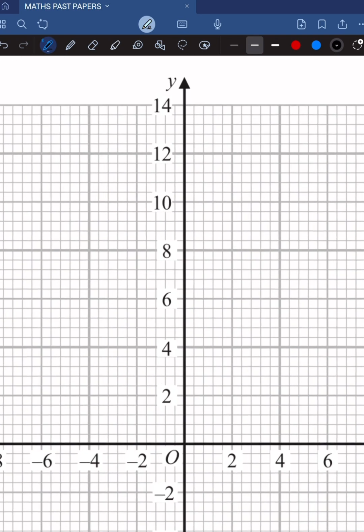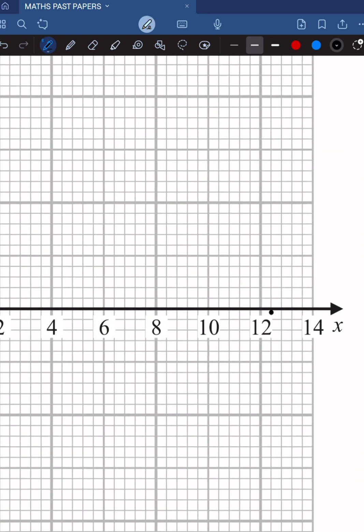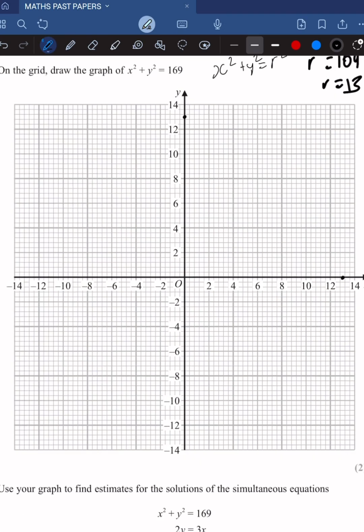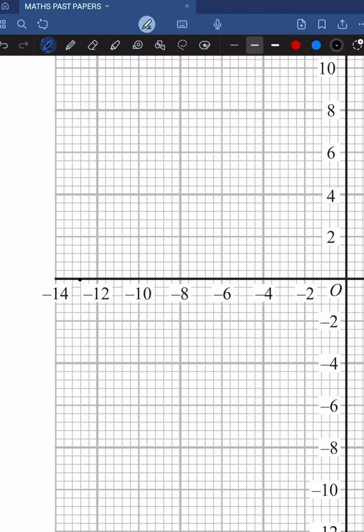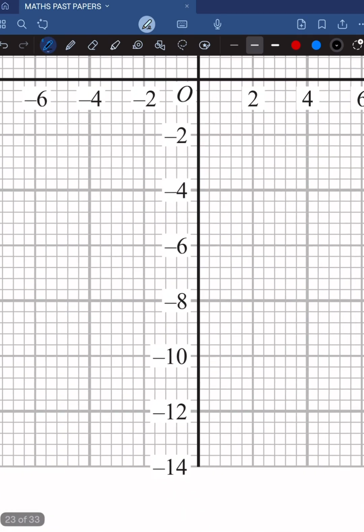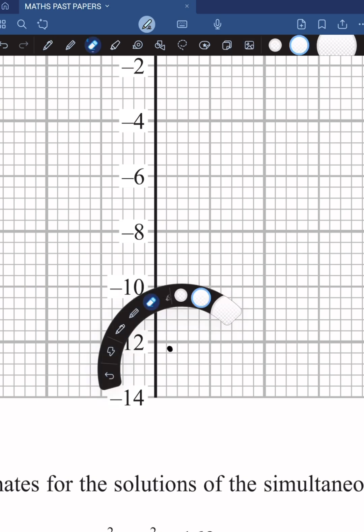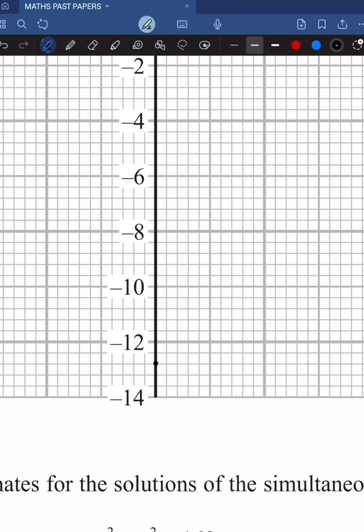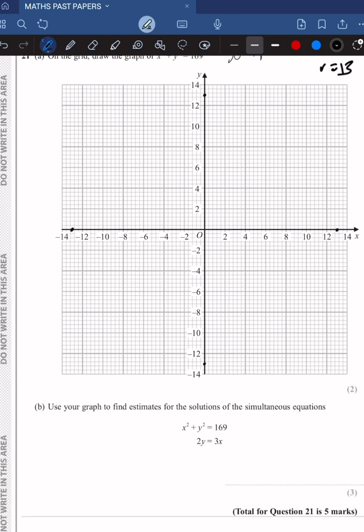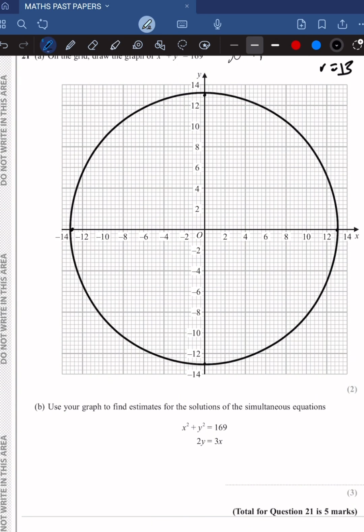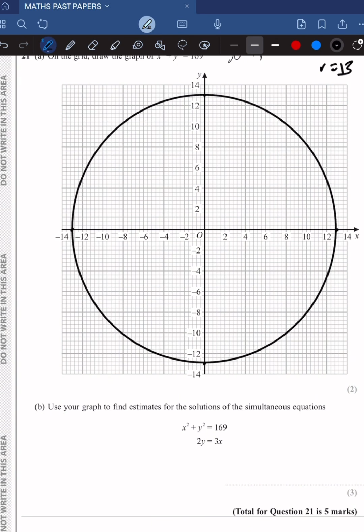Let's plot this now. 4, 8, 13 in the middle. Now let's draw a circle. There we go, that's about right.